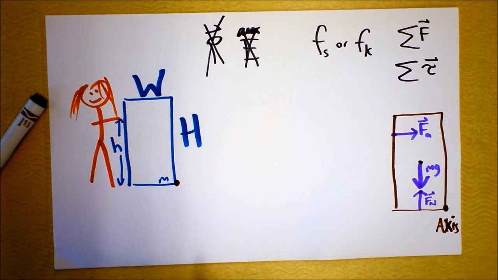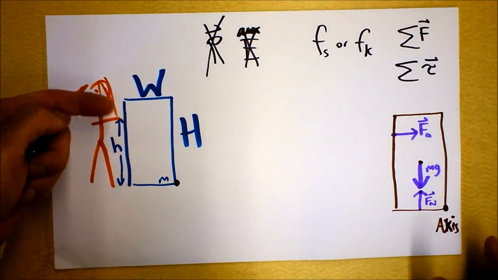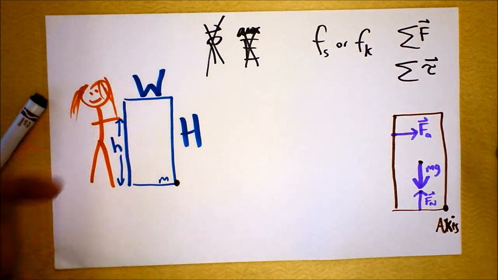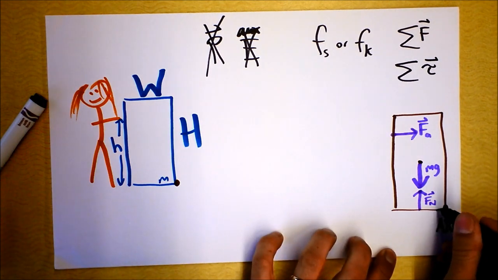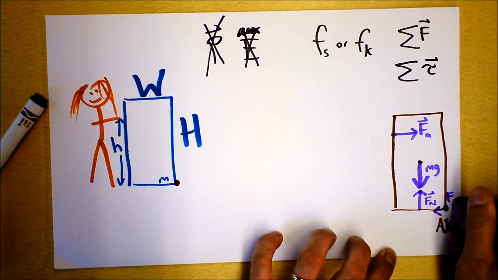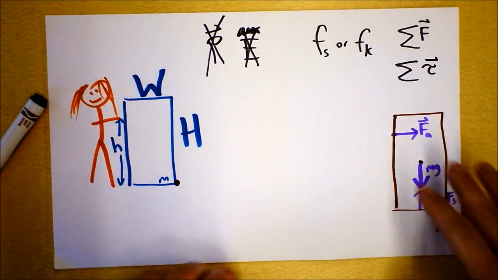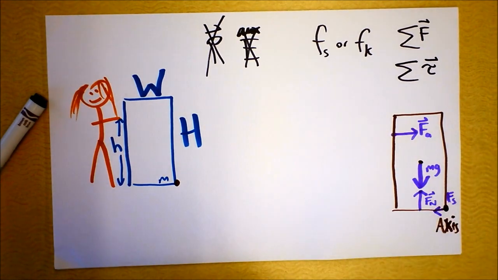What about the frictional force, right? If I'm pushing this way and the box kind of wants to stay where it is, there'll be a force in that direction, and so I'll put it right there. That's F sub S initially, and maybe it will become F sub K, but that would be slipping, and it's premature to conclude that that's going to happen. So let's look at these four forces and their interaction.